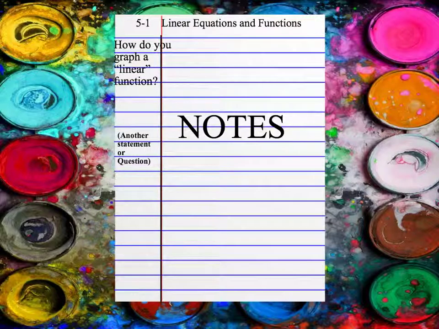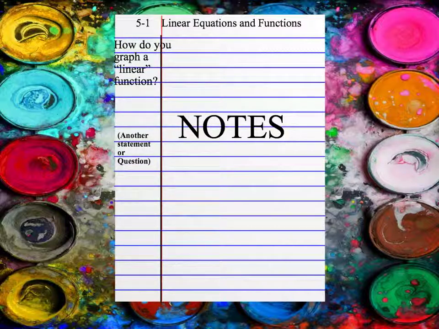This is what your piece of paper should look like to take Cornell notes for this video. At top, you should have it labeled as 5-1, Linear Equations and Functions. This is also the section that's out of your Holt textbook. You should have the title of the video, which is How Do You Graph a Linear Function? We're going to answer that question in this video.